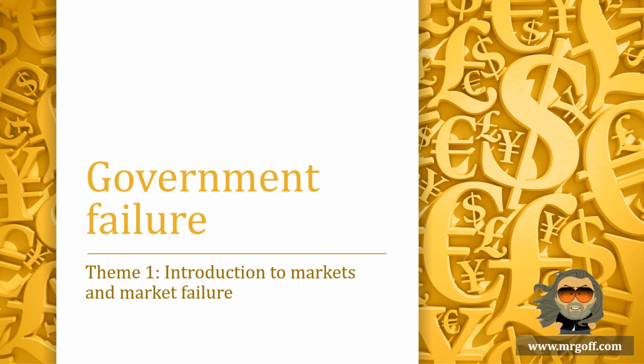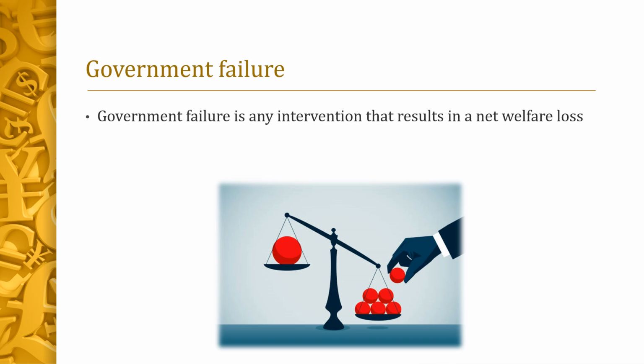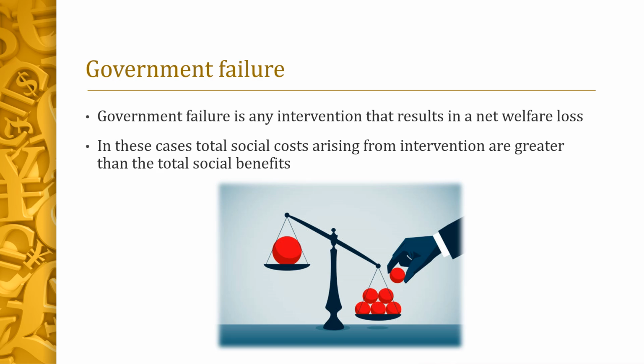This video will focus on government failure. Government failure in economics is any government intervention that results in a net welfare loss. In these cases, total social costs arising from the intervention are greater than the total social benefits.